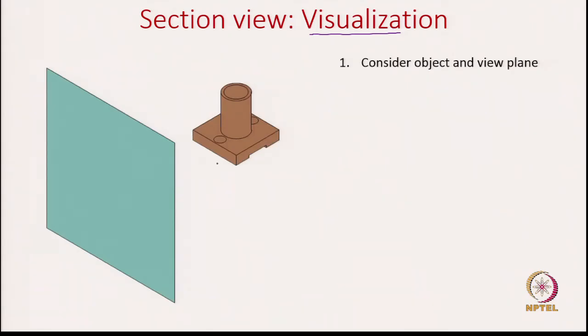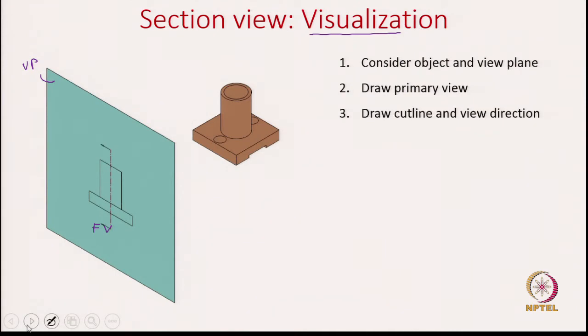So, first let us consider the object and the view plane, and then we will draw the primary view. For example, here let us say this is the frontal plane, or the vertical plane, on which we captured the front view.